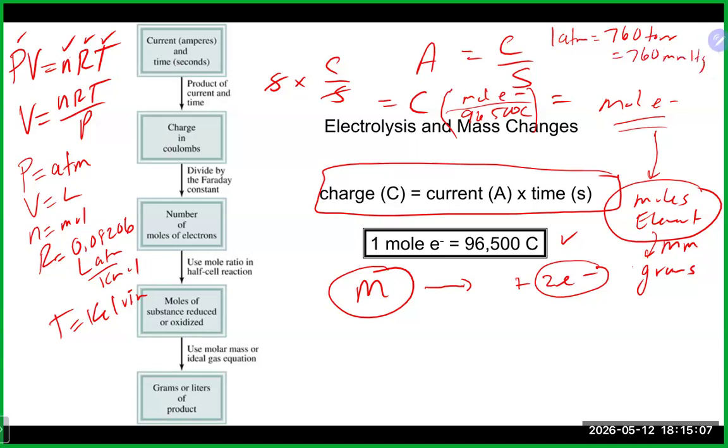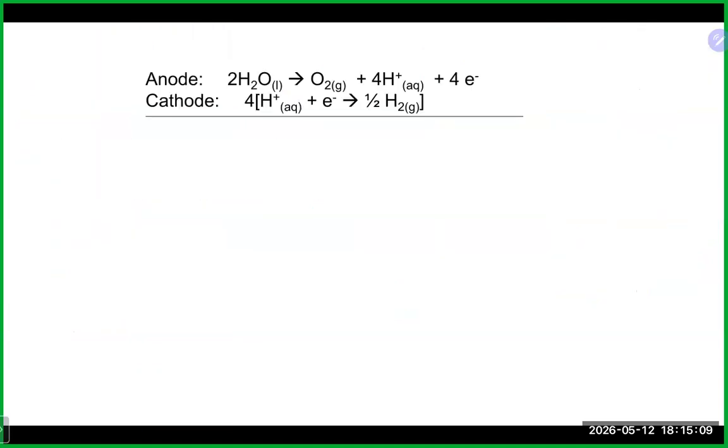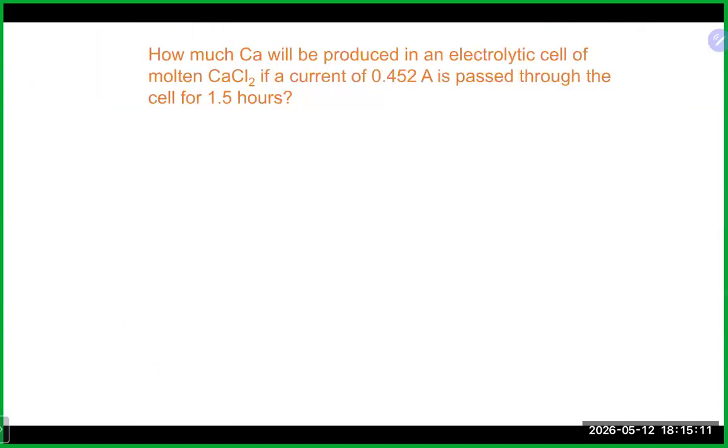Hopefully. All right, so let's take a look at one here together. We'll come back to this one, I think. All right, so let's say we want to know how much calcium we will produce in an electrolysis cell when we start with some molten calcium chloride. If the current is 0.452 amps and is passed through it for 1.5 hours.